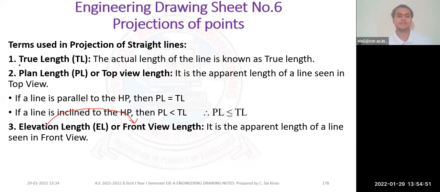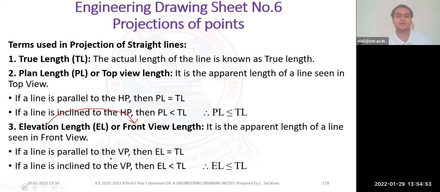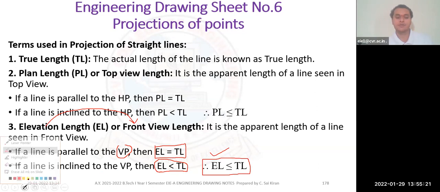The same principle is applied here. Whenever a line is parallel to the vertical plane, then elevation length is equal to true length. And whenever a line is inclined to VP, then elevation length is less than true length. Therefore, I can say that elevation length is either less than or equal to true length.